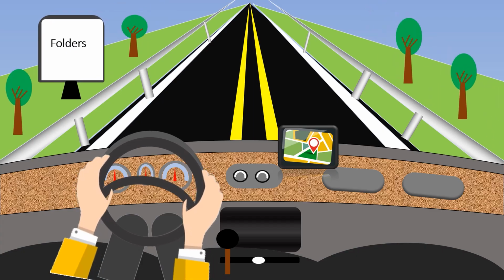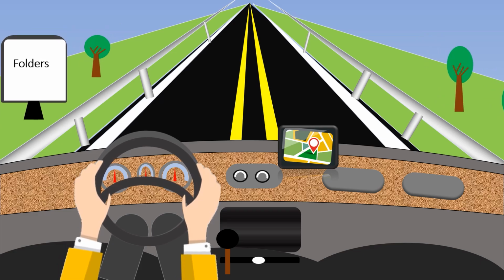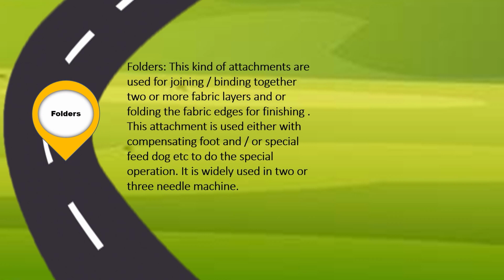Let's move forward to the next topic, folders. Folders. This kind of attachment is used for joining, binding together two or more fabric layers or folding the fabric edges for finishing. This attachment is used either with a compensating foot and or special feed dog etc. to do the special operation. It is widely used in two or three needle machines.